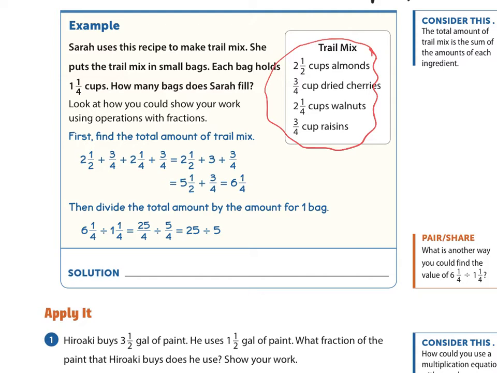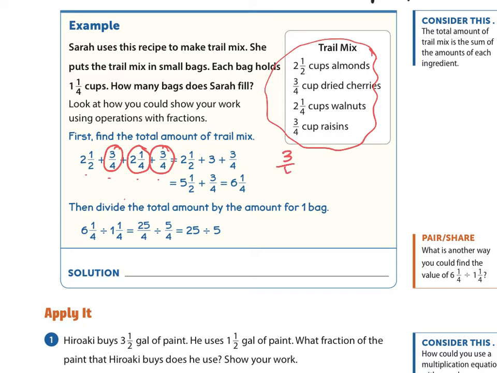Okay, so this is a multi-step problem. We first have to figure out the total. When we add them all up, the trail mix, we mix it together, what do we get? So if we find the total first, we're going to take 2.5 plus 3/4 plus 2 1/4 plus 3/4. Okay, if you look over here, what they did is they noticed that these three numbers already shared a common denominator. Because they share a common denominator, they're easier to add.